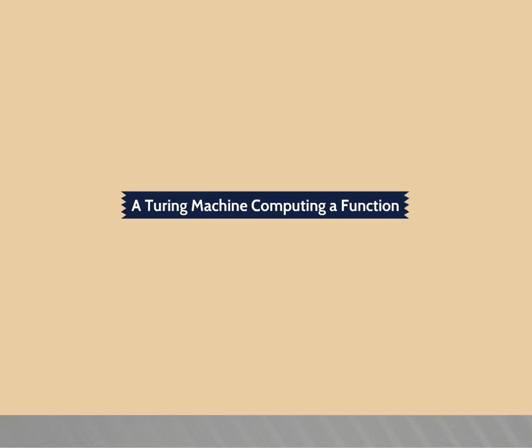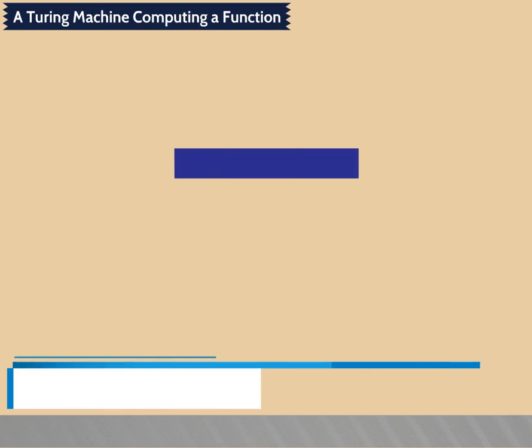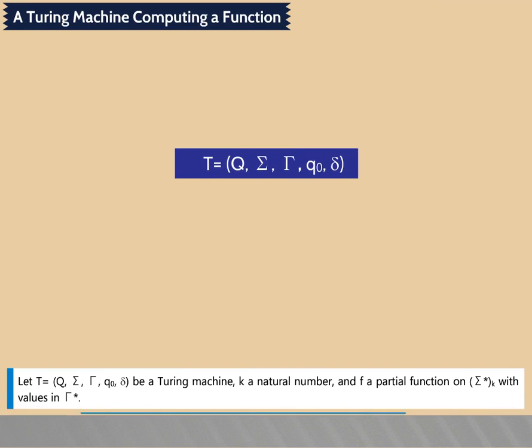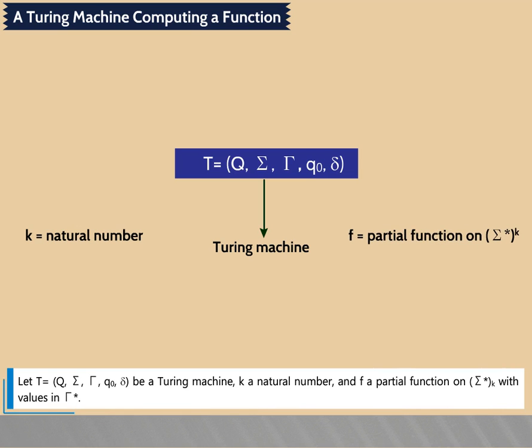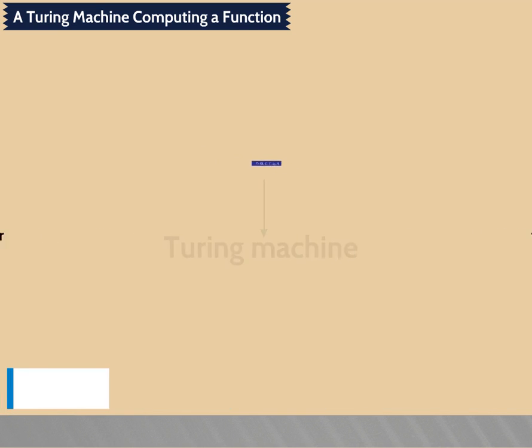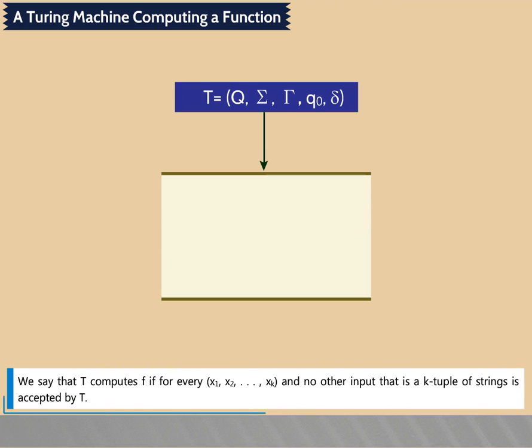A Turing machine computing a function. Let T = (Q, Σ, Γ, q0, δ) be a Turing machine, k a natural number, and f a partial function on (Σ*)^k with values in Γ*. We say that T computes f if for every x1, x2, up to xk, and no other input, that is a k-tuple of strings, is accepted by T.